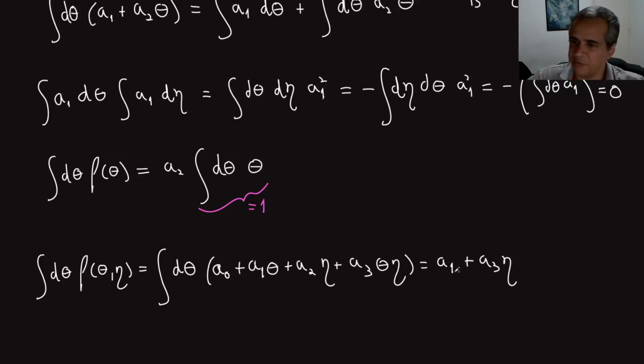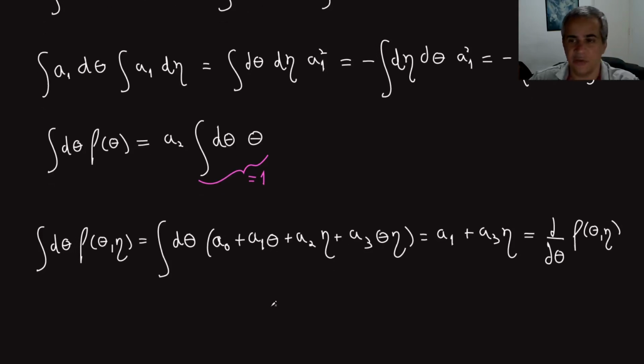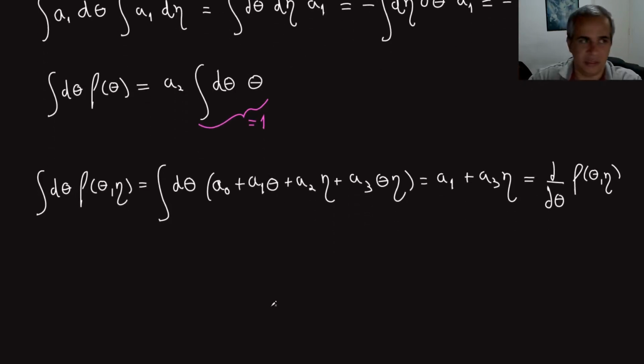So with these definitions, you see that the integral of a function of theta and eta is just this, which is exactly the same as the derivative. If I take that same function and differentiate in theta, you get the same result, which shows that the integration and differentiation in this Grassman algebra amount to the same operation. We will also need the equivalent of a Dirac delta for Grassman numbers, and that's easy to see.